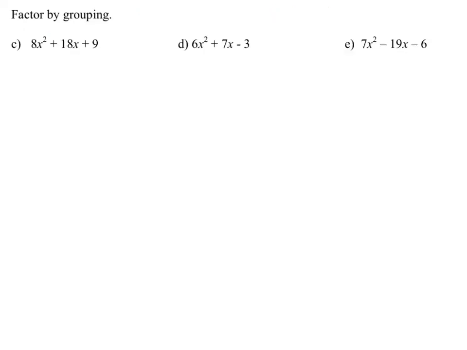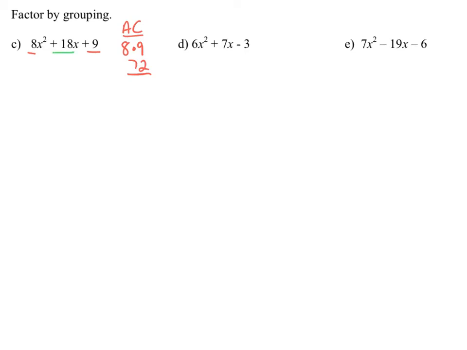We will factor by grouping, beginning with 8x squared plus 18x plus 9. Using the grouping method, also called the AC method, we're going to multiply AC together, where A is equal to 8 and C is equal to 9. 8 times 9 is 72. Now we want to find the pair of factors of 72 that will add up to positive 18.